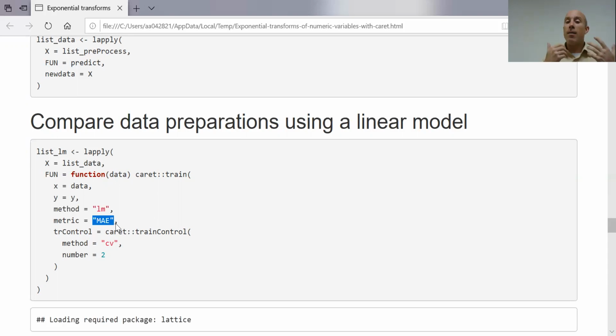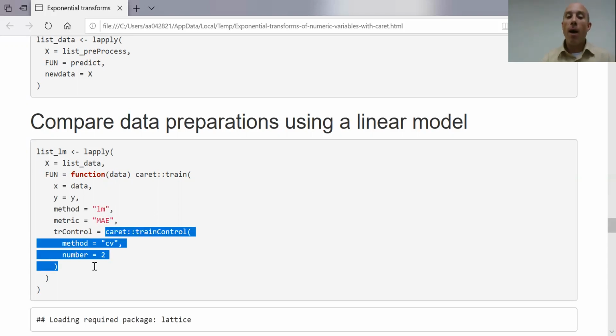I just say this is how far off it was. Here's the average of how far off it was. Now, for evaluating the models, I'm going to choose to use cross-validation with a split of 2. Why do I like this? A split of 2, I have 2 data sets.